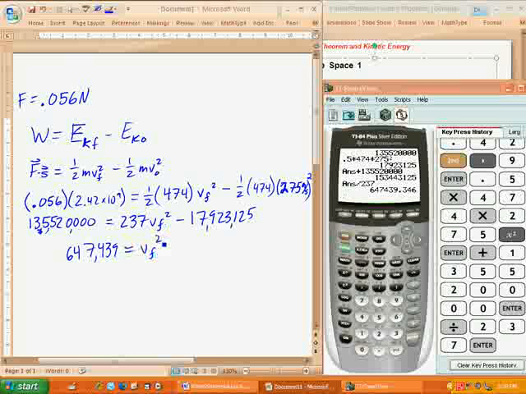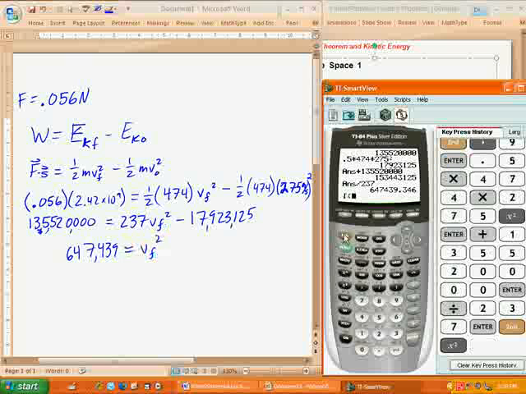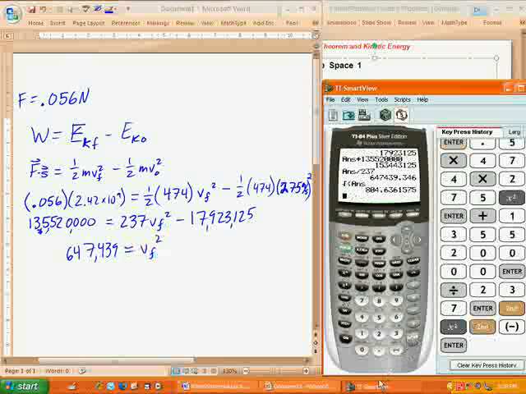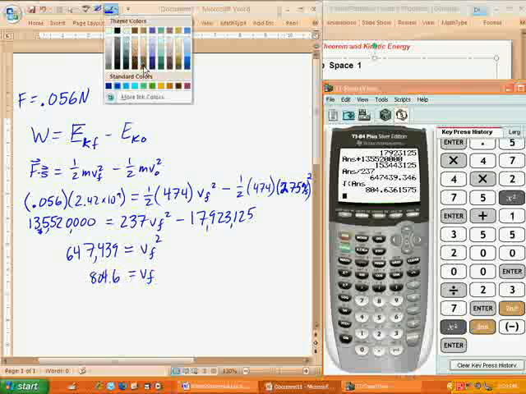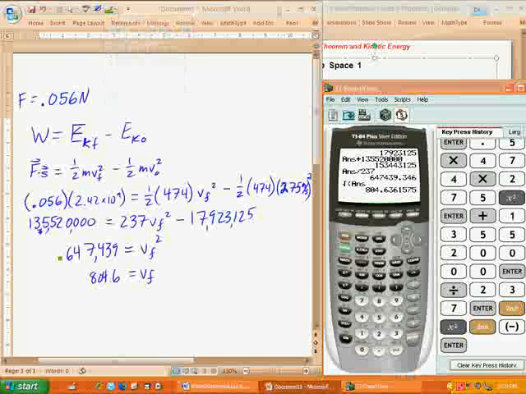Final velocity squared. So we'll take the square root. And we get 804.6 is equal to the final velocity. Okay, so at this point, that's where we took the square root of both sides to get rid of that squared. Okay, and so we end up with our final velocity, which is about 804.6 or 805 meters per second, and that's our answer. Ta-da!